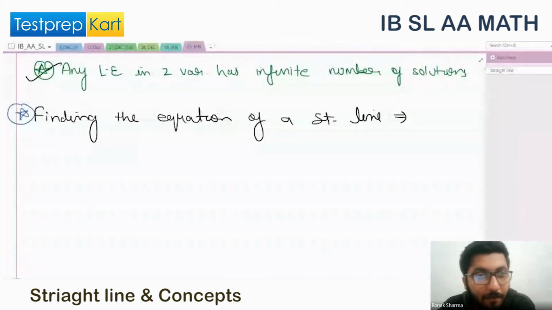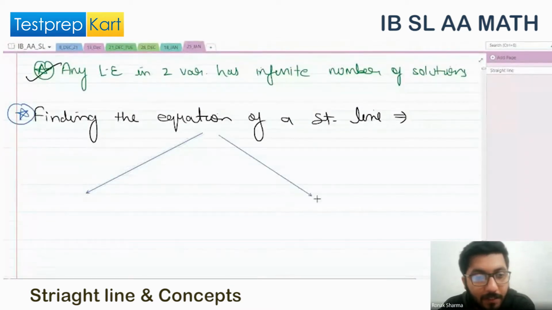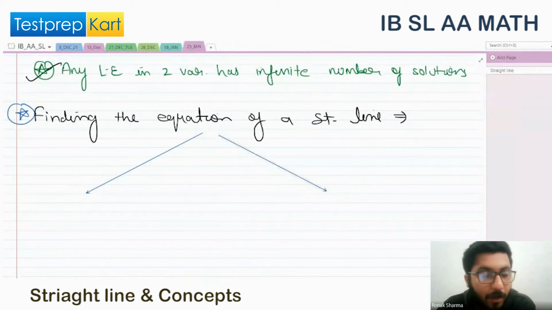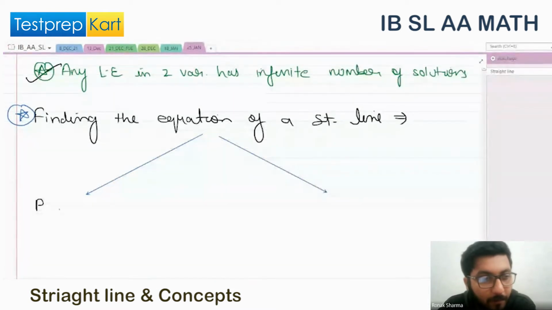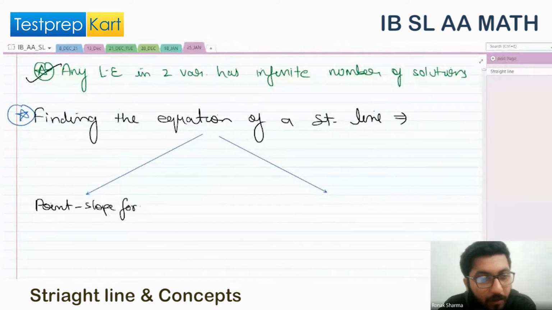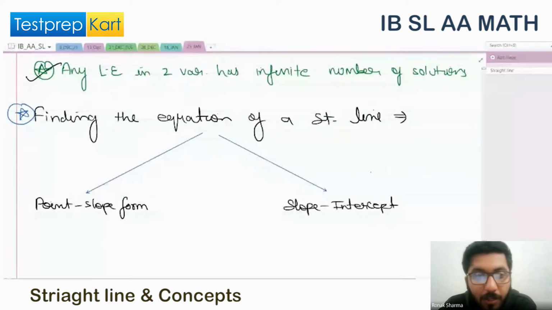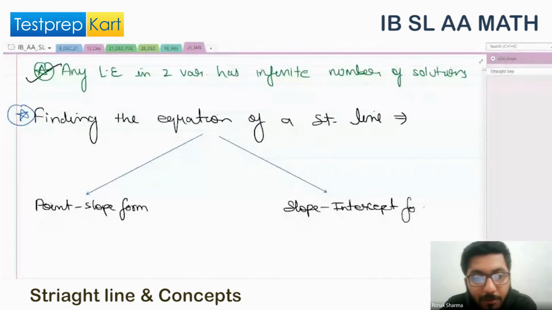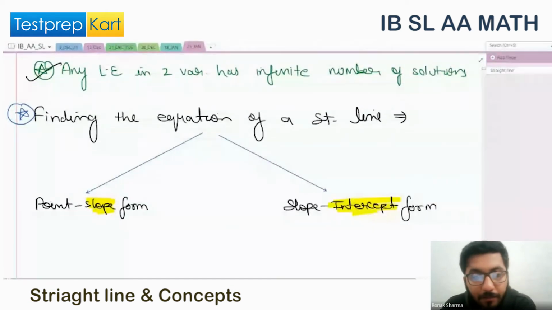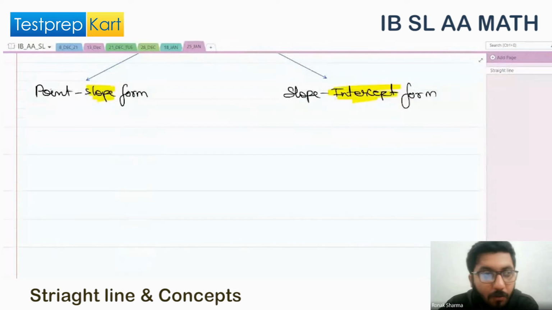Now see, we have two methods to find the equation of a straight line. One is the point slope form, and one is the slope intercept form. So first of all, we're going to understand the term slope here, and also the intercept. So let us first figure out what is slope.